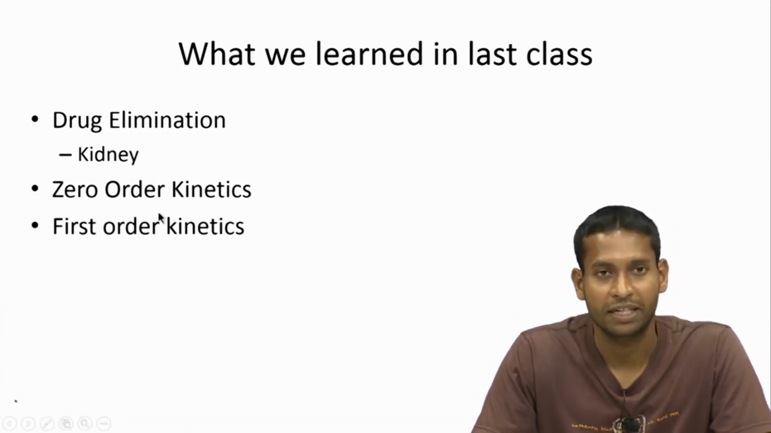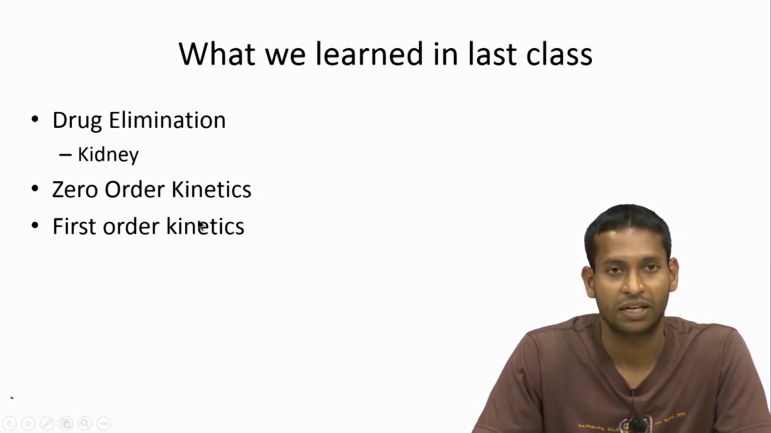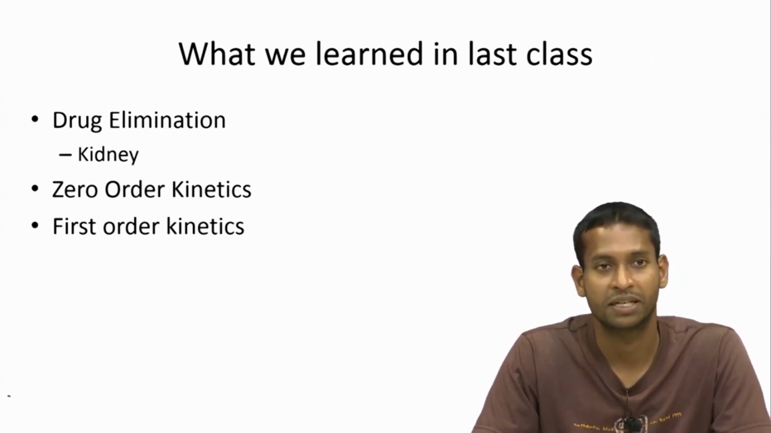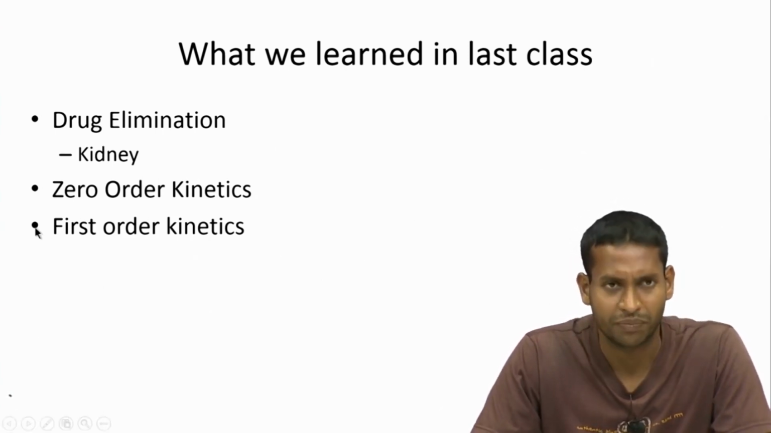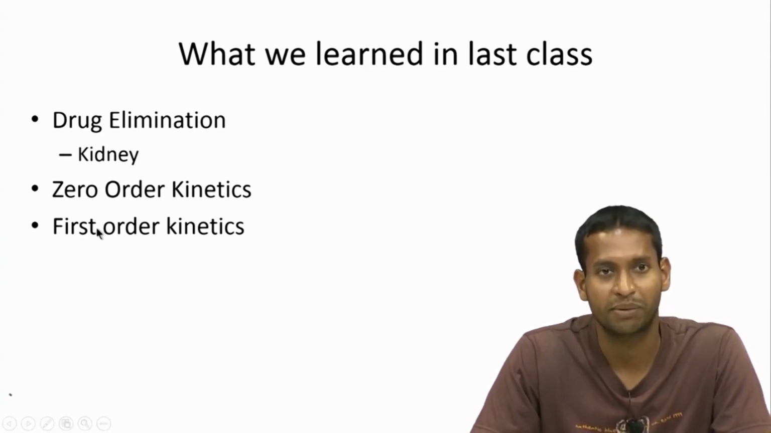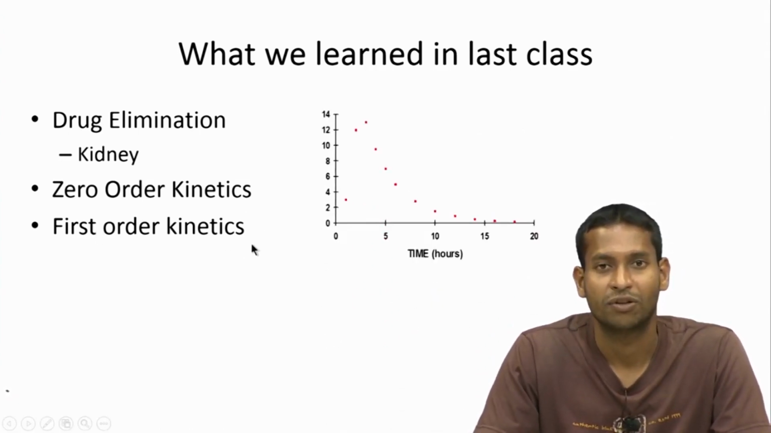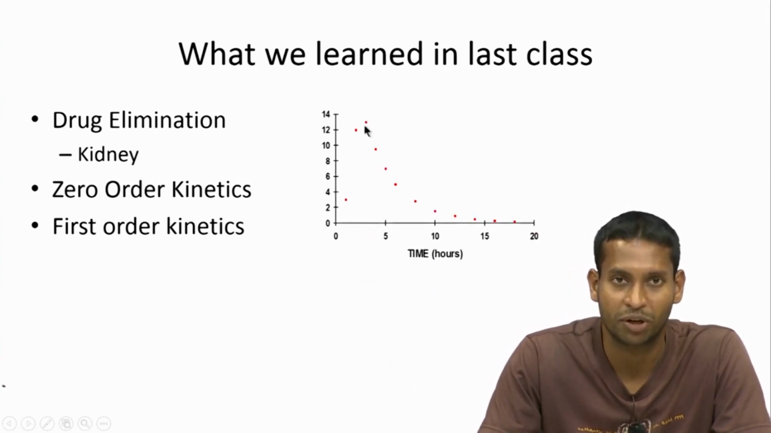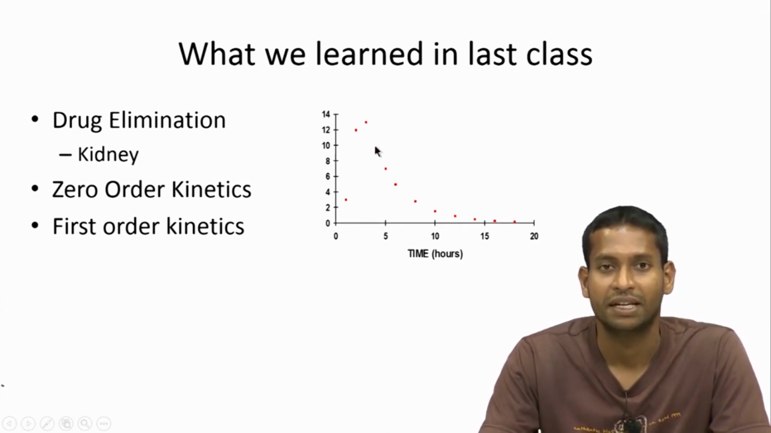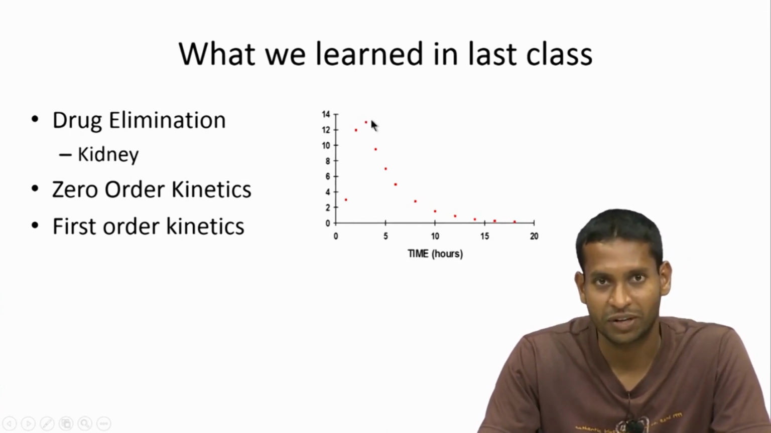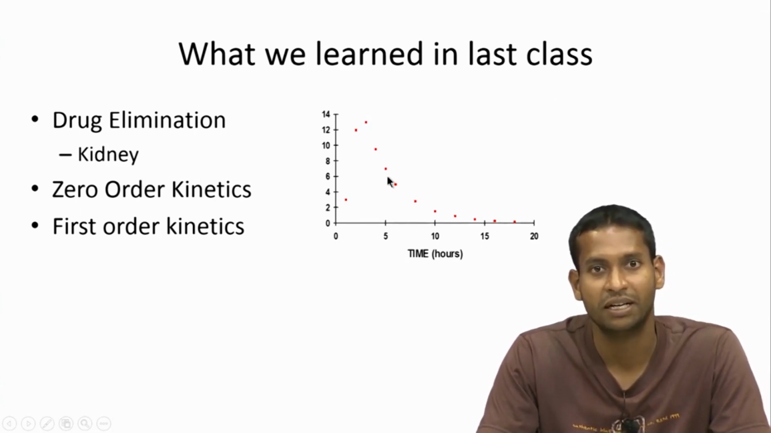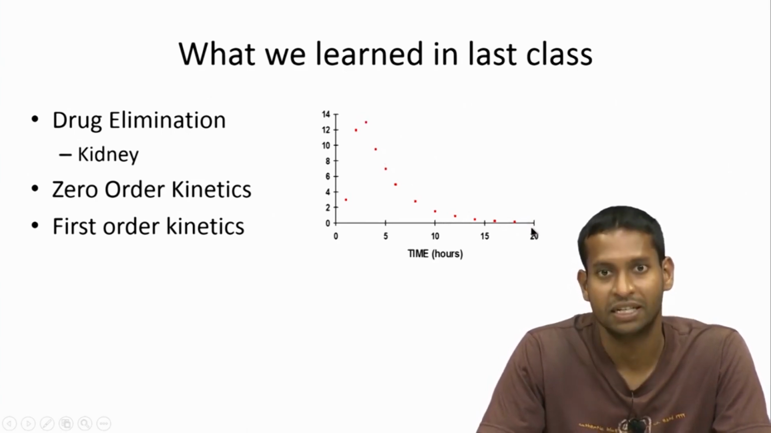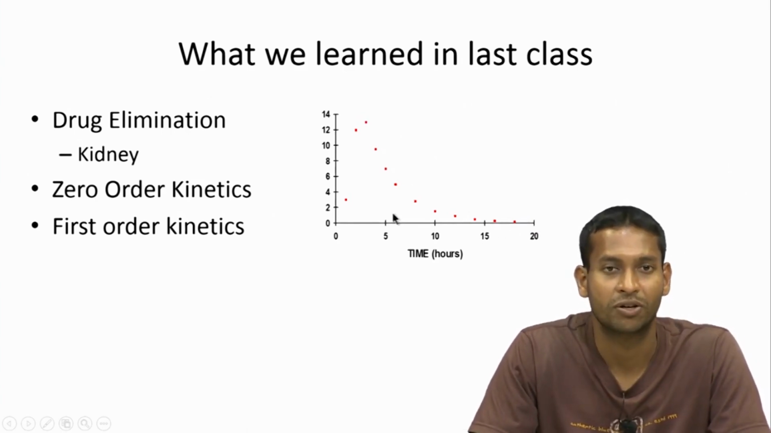Then we talked about first order kinetics, which means that the drug is eliminated at a rate proportional to the amount of the drug present in the plasma. This is most commonly seen with most drugs in the body. Pictorially, it is something like this: you inject the drug, it gets absorbed in the body through a certain kinetics, and then gets eliminated at first order. You can see the slope is much higher when the concentration is higher, but as the concentration decreases, the slope also decreases, and eventually the slope becomes very slow when the concentration of the drug is low.